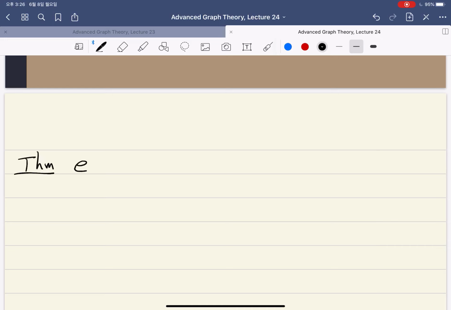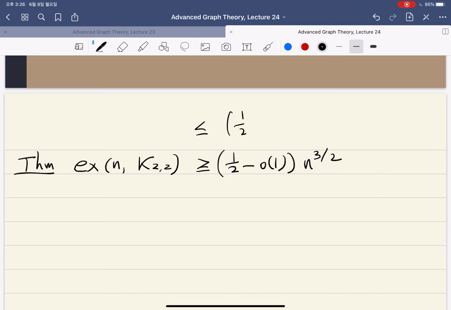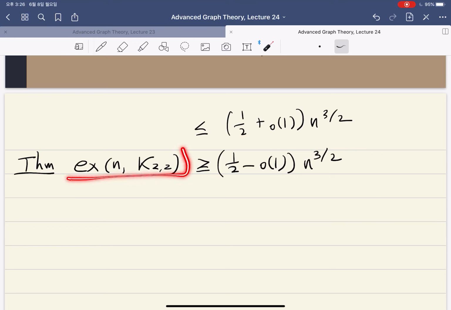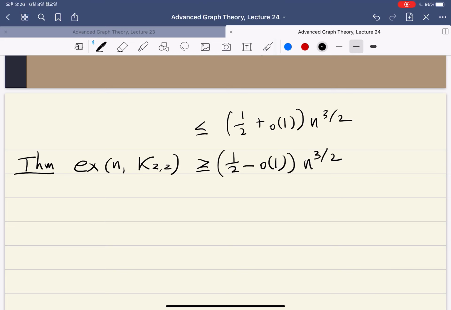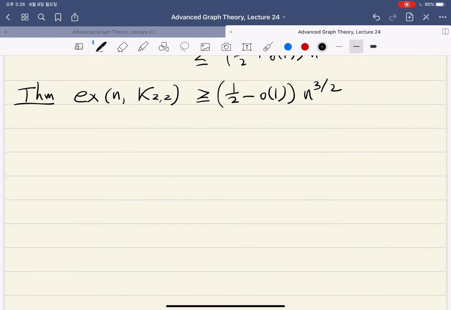So for example, a simple case, we know that the extremal number of K_{2,2} is at least half minus o(1) times n to the 3 over 2. And in lecture 22, we proved that this is at most half plus o(1) times n to the 3 over 2. So this determines that this extremal number is roughly half times n to the 3 over 2 plus some lower order term. So this determines the asymptotics of this function in a precise manner.